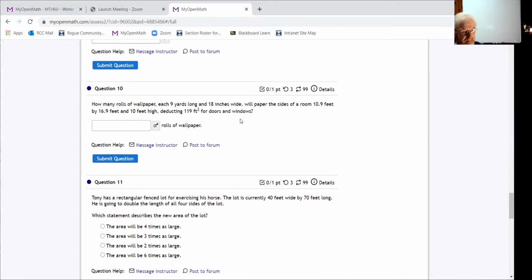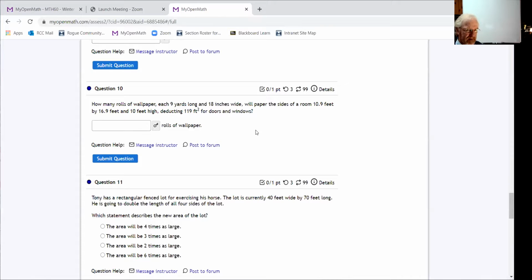How many feet is that? Well, maybe you know that one, 9 times 3. So for my problem, it's 27 feet long. And how wide is it? 18 inches. How many feet is that? And maybe your mental math tells you, oh, that's 1.5 feet. So the area of one wallpaper roll is 27 times 1.5 feet squared. So you got to figure out the area of one roll of wallpaper. Then divide your total surface area of your room by that number, right?